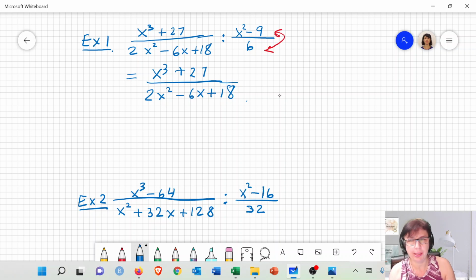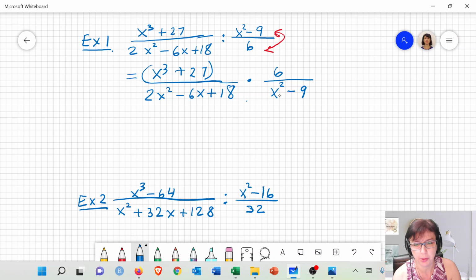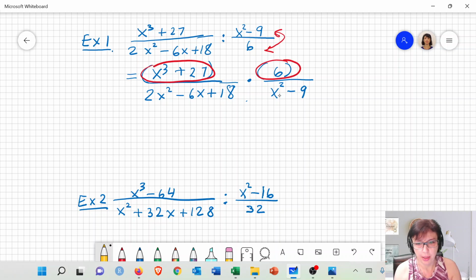So what is this reciprocal? All you do is you change the division to a multiplication. So now there's just one dot. And then we just have the 6 on the top and x squared minus 9 on the bottom. So other than that, we're now going to multiply straight across, right? Because that's how we multiply fractions. So we're going to multiply this and that, right? So this whole thing, we multiply by that, and then straight across the bottom by the bottom.